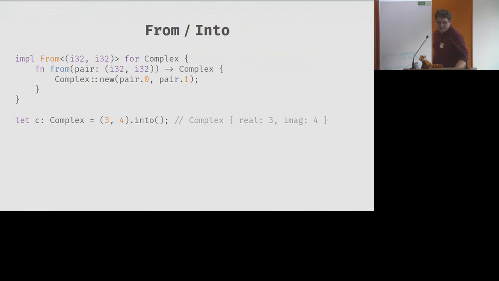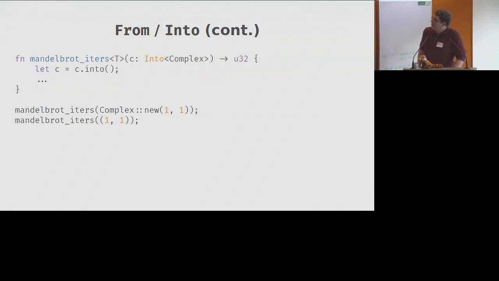And this is useful because you can take a method that is generic. I did that wrong. You take a method that is generic over some type that is into complex. And then when you call that method, you don't have to necessarily give it a complex number. You can give it anything that can change into a complex number. And here you can see how into and from work together. Because we've defined from a tuple of i32s to complex, this method works.